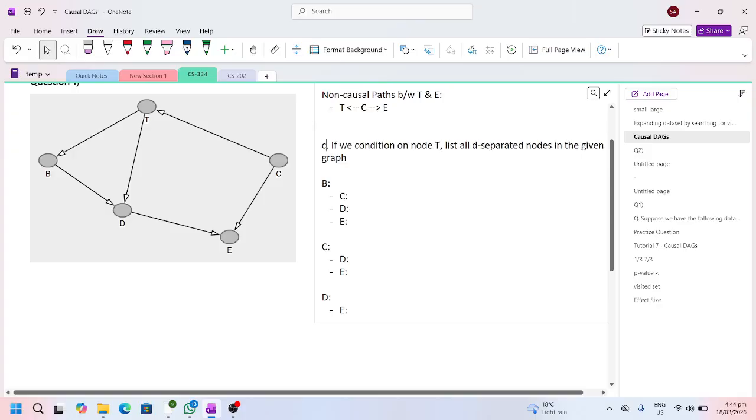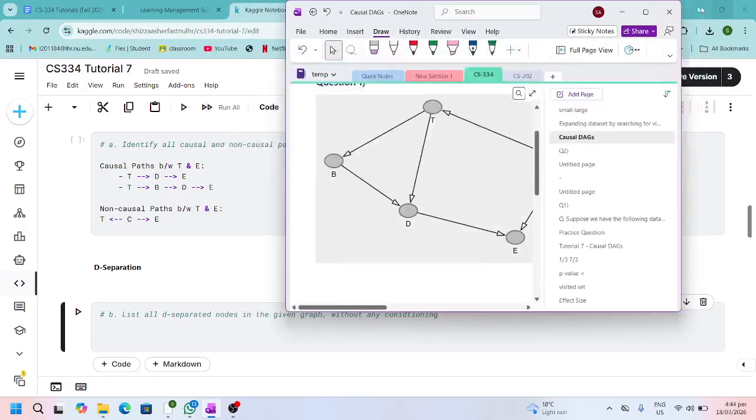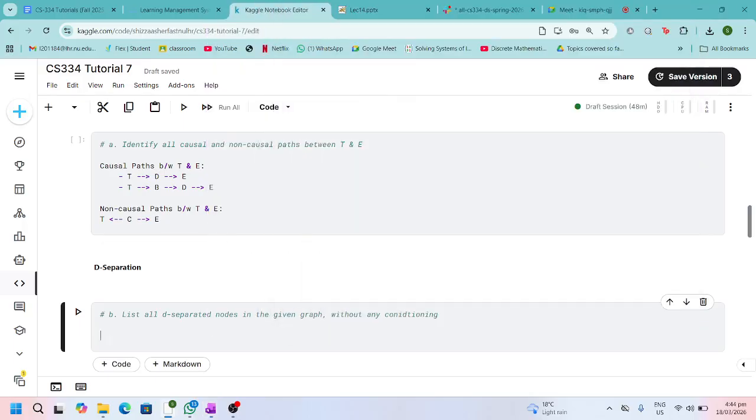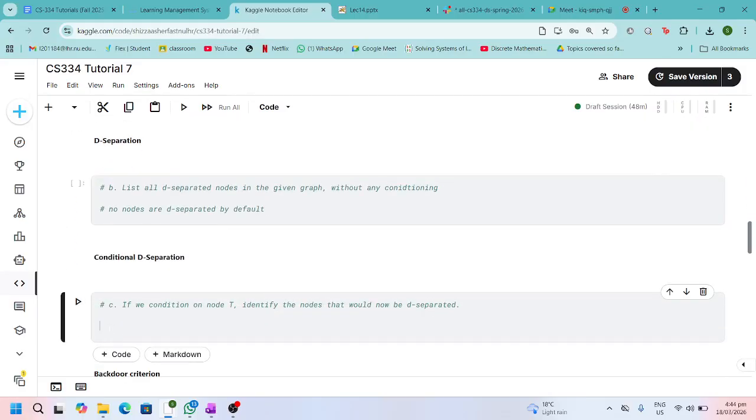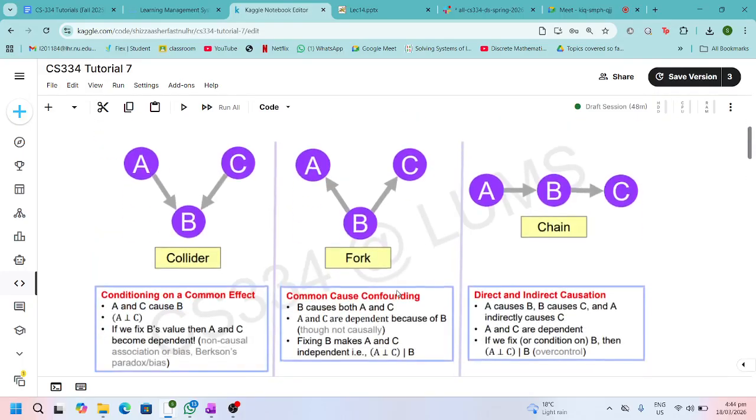So this is not part B, this is part C. But before that, let's just write the answer down over here. No nodes are d-separated by default or without any conditioning. Then there is conditional d-separation. If we are clear about d-separation, this is not that hard to grasp, because now you are conditioning on a node or a set of nodes, and then you are checking if they are d-separated or not.